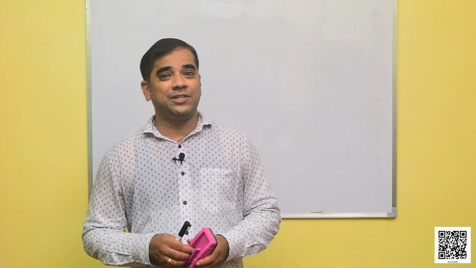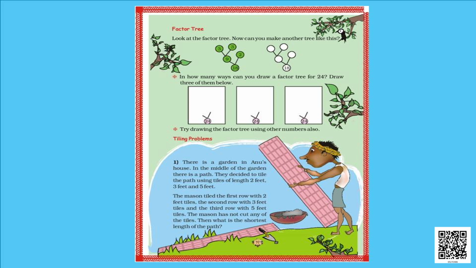The first problem is your tiling problem. It says that there is a garden in Anu's house. In the middle of the garden, there is a path. They decided to tile the path using tiles of length 2 feet, 3 feet and 5 feet. The mason tiled the first row with 2 feet tiles, the second row with 3 feet tiles and the third row with 5 feet tiles.